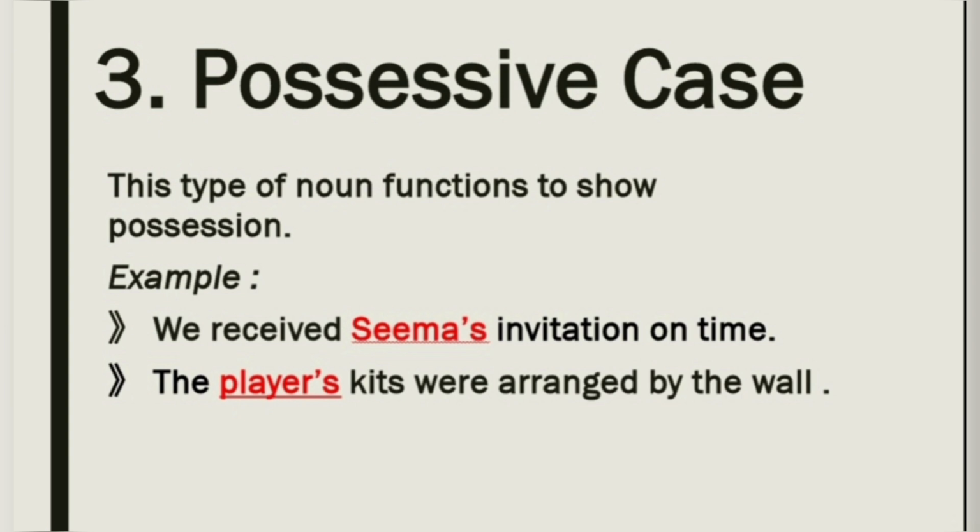Whose kits were arranged by the wall? The players. So the players, it is showing possession, ownership of the kit. Whose kit it is? The players. So that was all about possessive case.